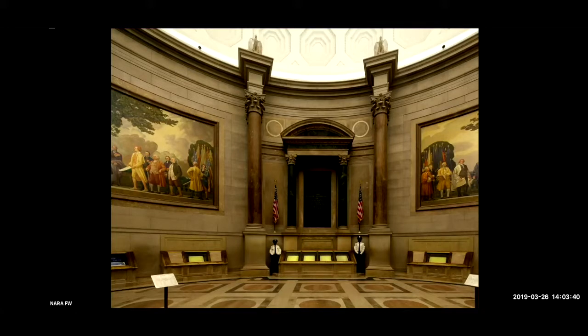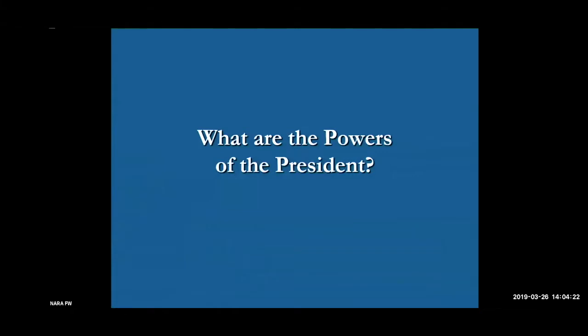Now, the leader of the executive branch of the United States government is obviously the President of the United States. And our founding fathers defined the powers of the president in Article 2, Section 2 of the Constitution. And we're going to take a little closer look at that, as well as another area of the Constitution, Article 1, Section 7, that also gives powers to the president. So what are those powers of the president? Well, I have a couple of examples here to help us see what those powers are.